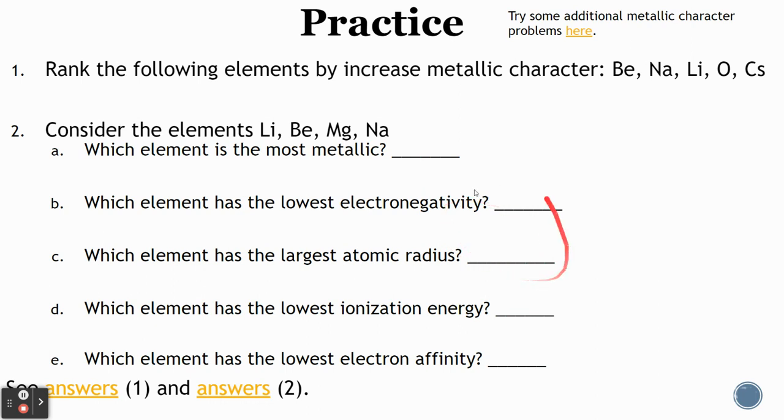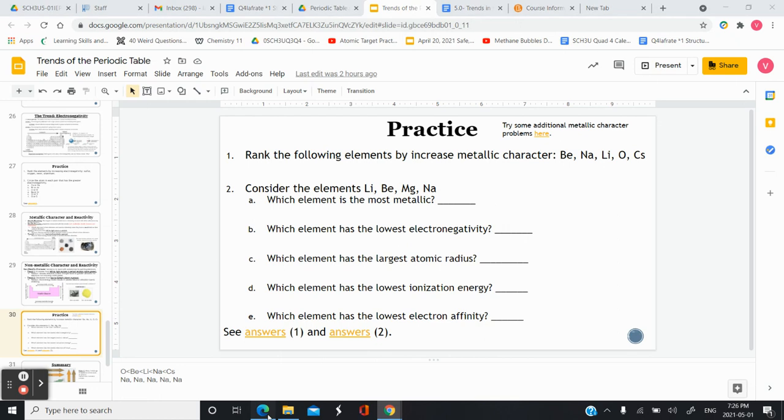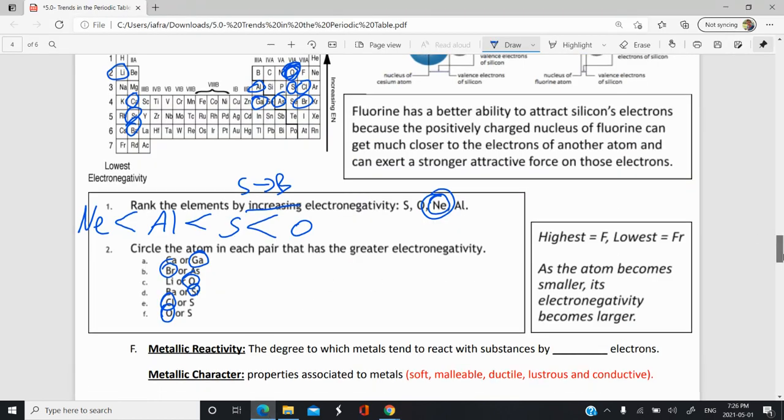So what we're going to do is fill in some blanks, and then afterwards rank elements based on metallic character, non-metallic character, and take a look at some relationships that exist between metallic character, non-metallic character, and all the other trends as well. And then there are some additional practice problems that you can try over here for metallic character, and you can see answers to these problems here and here. But as usual, the main homework problems are found in the learning goal area. So let's go ahead and fill in some blanks, and then try some problems together.